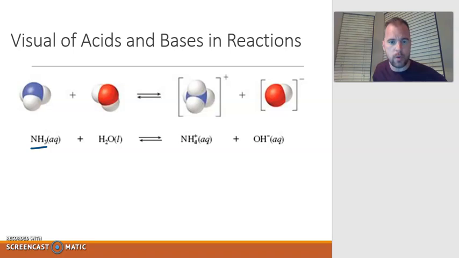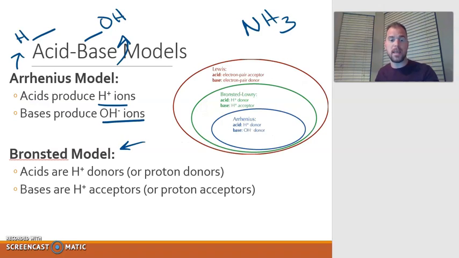Let's take a look at what's going on. On the reactant side, I have ammonia being dropped in water, right? We're going to put ammonia in water. And notice what gets produced on the product side: you get ammonium and you get hydroxide. How did that happen? Well, ammonia is considered to be a base, and under the Bronsted model that we just learned, bases do what with hydrogen? They accept hydrogen, right?